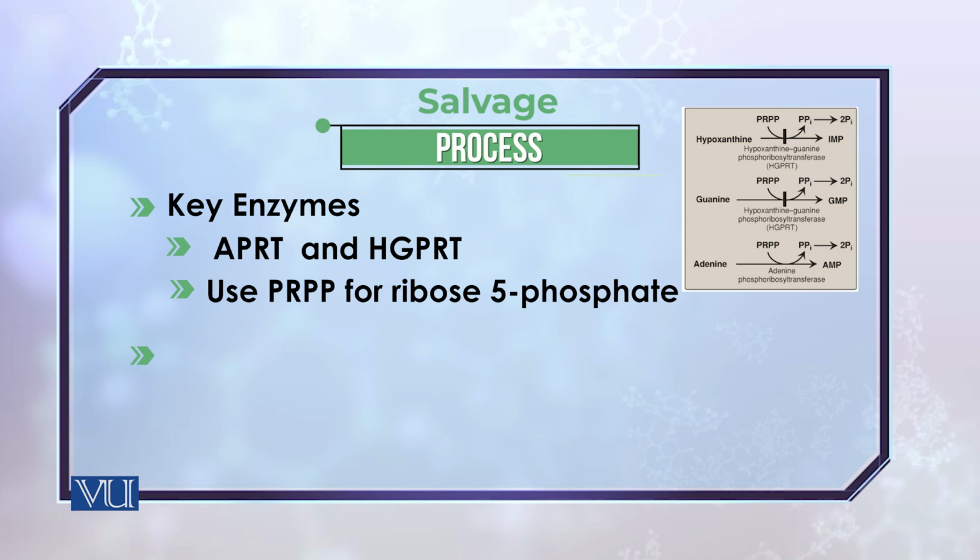The two enzymes are HGPRT and APRT: adenine phosphoribosyl transferase, and HGPRT, hypoxanthine guanine phosphoribosyl transferase. These enzymes are important in the formation of these nucleosides through the salvage process.